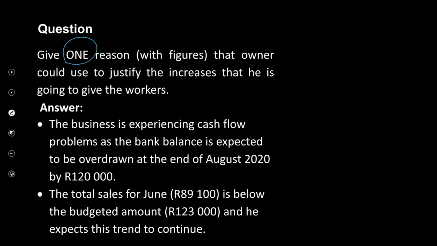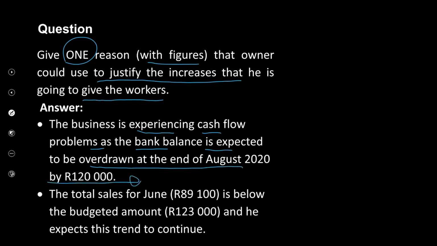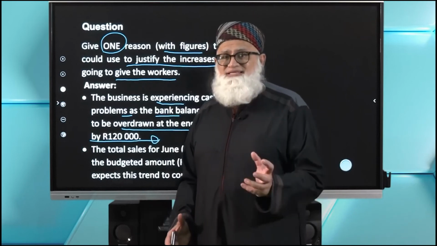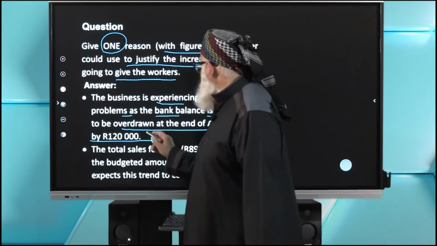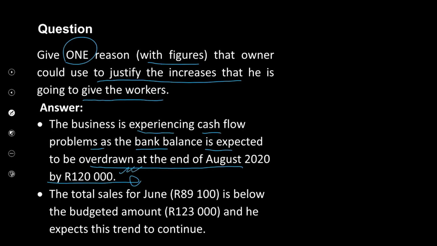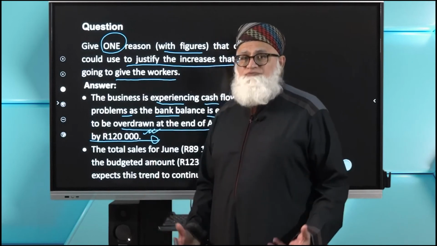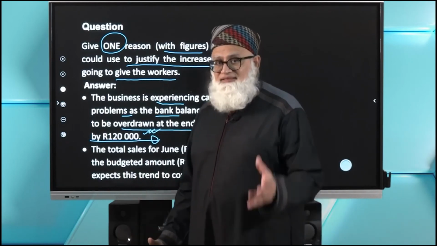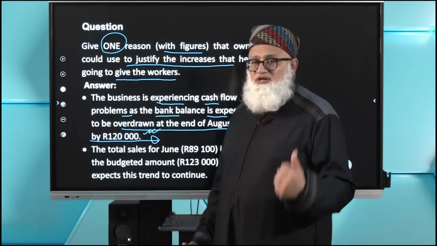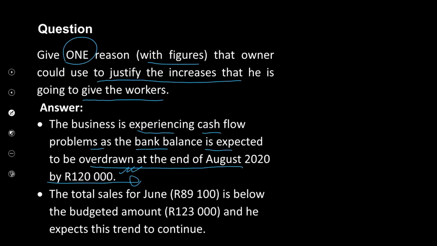give one reason with figures that the owner could use to justify the increases that he's giving to his workers. One, the business is experiencing cash flow problems as the bank balance is expected to be overdrawn at the end of August by 120,000. Obviously, based on the information provided to you, because the cash flow is showing an overdraft of 120,000, it clearly indicates that the business cannot afford to give bigger increases. And as a result, they are limited to the increase, which already will result in an overdraft in the bank of 120,000 rand. Okay, again, look at the information that is provided in the question.